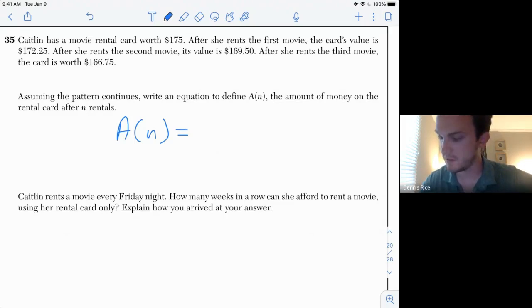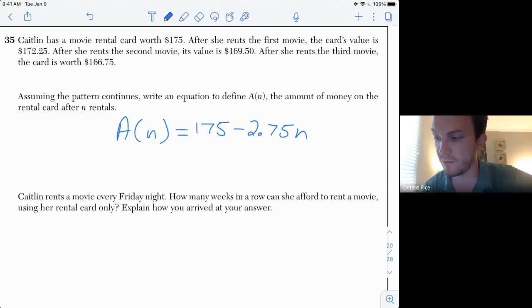John says 175 minus 2.75n. Very good. And you could write it the other way around. You could say negative 2.75n plus 175. So 175 here is our y-intercept. That's the starting amount. No, it doesn't matter if it's capital. That doesn't matter. 175 is our starting amount.